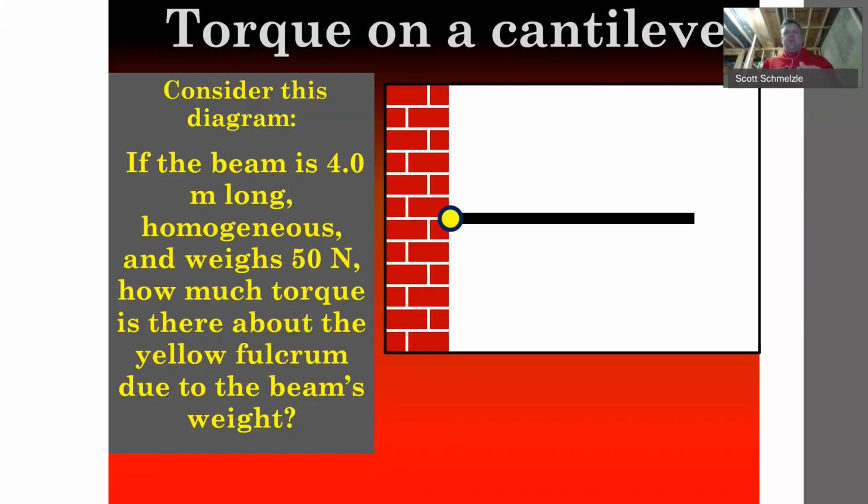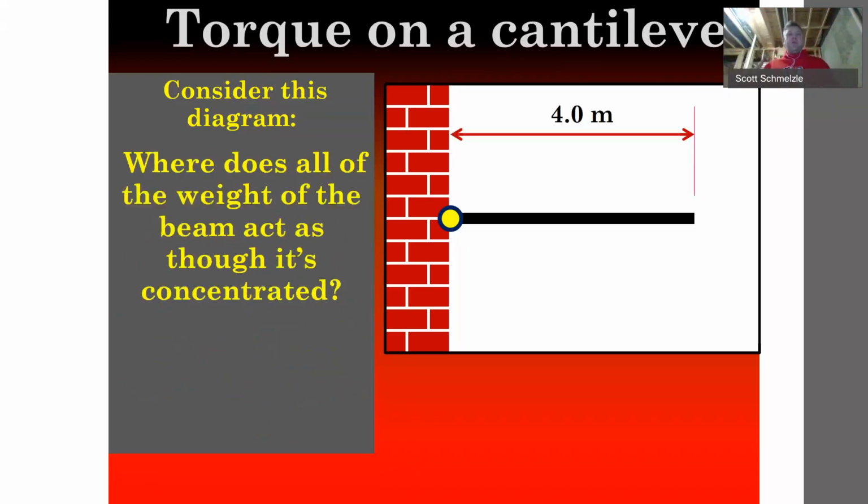The reason we say it's homogeneous is because it's the same throughout. That's a big deal because when this thing is uniform throughout, we can still find the center of mass, or the center of force. So where does all the weight of the beam act as though it's concentrated? Meaning, if we were to try and balance this beam out, where is that location going to be? It should be right in the middle, and that's still the big concept for us.